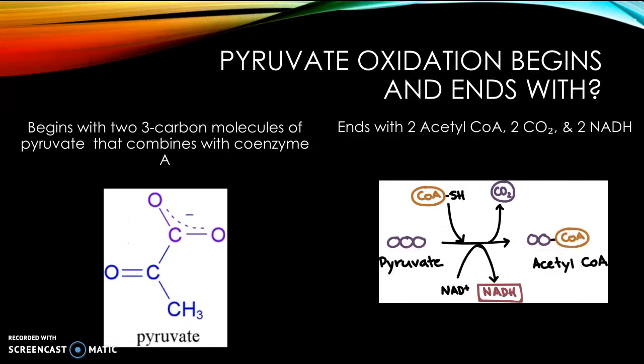The intermediate process begins with 2 3-carbon molecules of pyruvate that combine with coenzyme A, and it ends with 2 acetyl-CoA, 2 carbon dioxides, and 2 NADH.